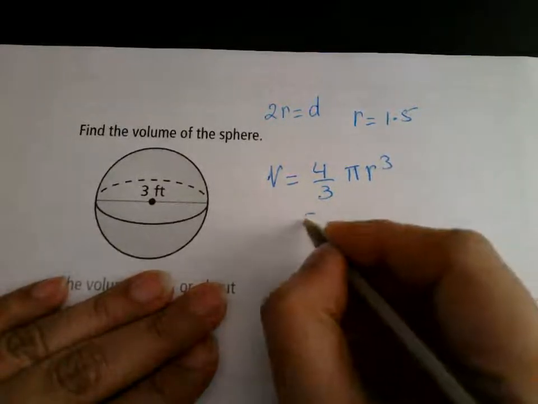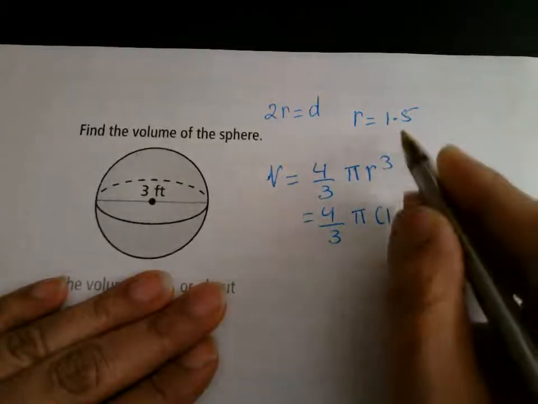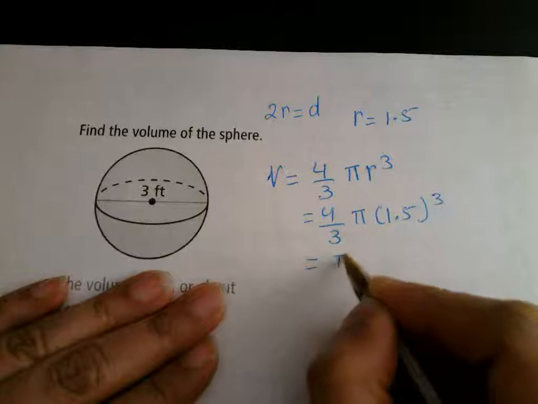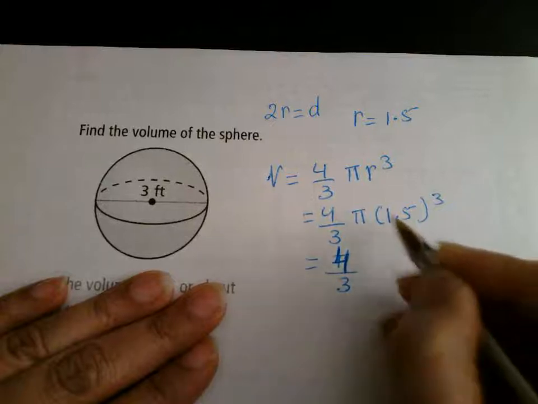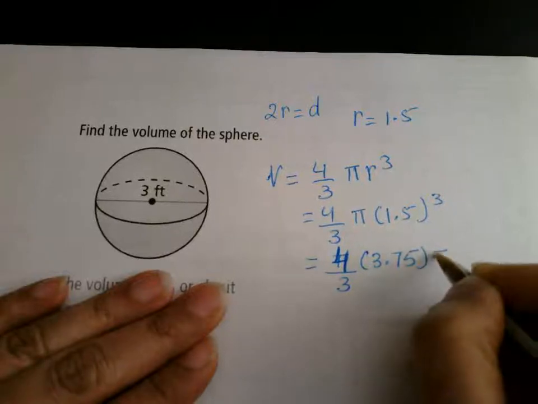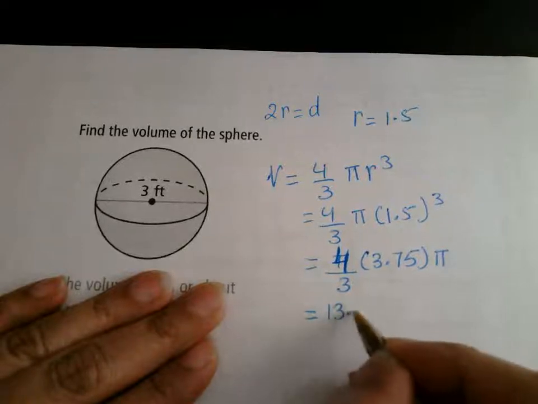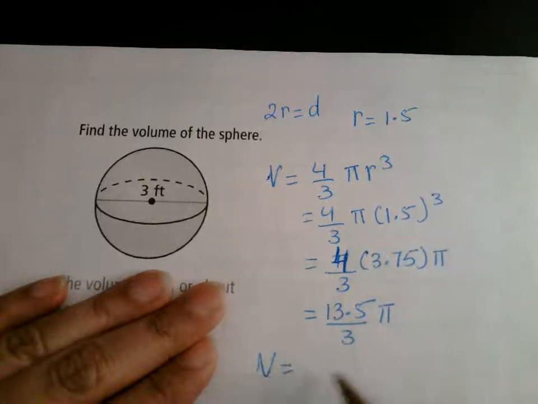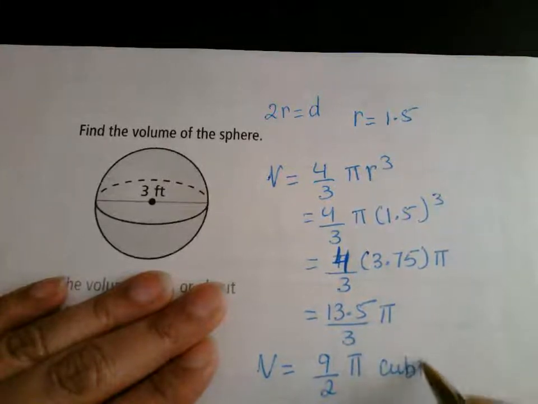Let's apply this. 4/3 pi times 1.5, because the radius is 1.5, cubed. If I solve it further, it will be 4/3, and 1.5 cubed is 3.375, and we have a pi. If you multiply it together, it will give you 13.5 over 3 pi, and further simplification will give you the volume as 9/2 pi cubic feet.